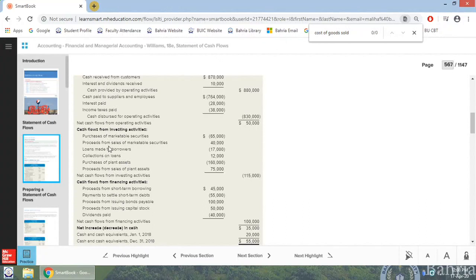Now we're talking about the sales of marketable securities. That is very simple to understand. You purchase it, it's an outflow. You receive it, it's an inflow. After selling those, any proceeds that you receive from selling the marketable securities.